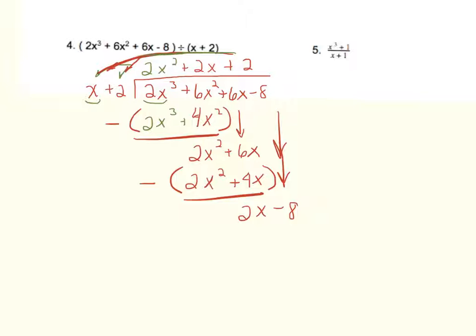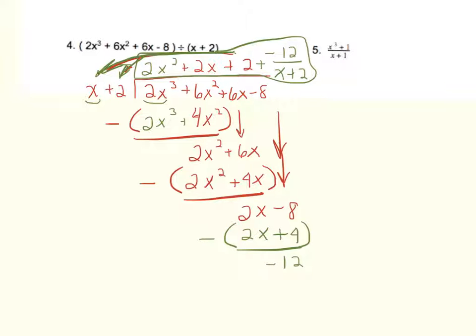Let's switch it to green so you can see me drawing that distributing arrow. 2 times x is 2x, and 2 times 2 is 4. And I subtract that line. 2x minus 2x is 0. Negative 8 minus 4 is negative 12. And that is my remainder, so I'm going to just go up here and put plus negative 12 over x plus 2. So this whole thing is my final answer.